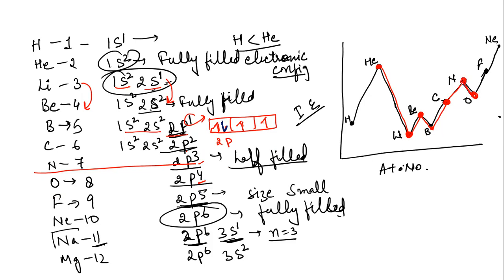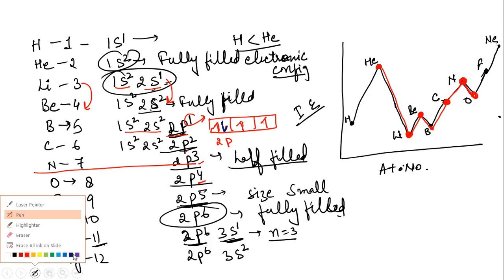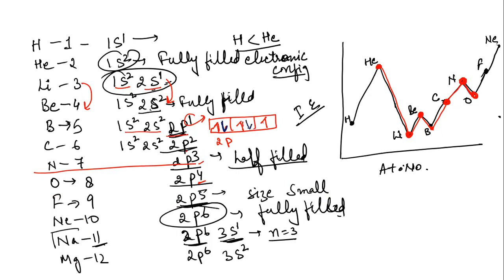Is that clear? Okay. Now again, one more electron is added in the same shell. Same shell means atomic size will decrease. If electron is added in the same subshell, atomic size decreases. Now as the atomic size decreases, ionization energy will increase. So there is an increment there.